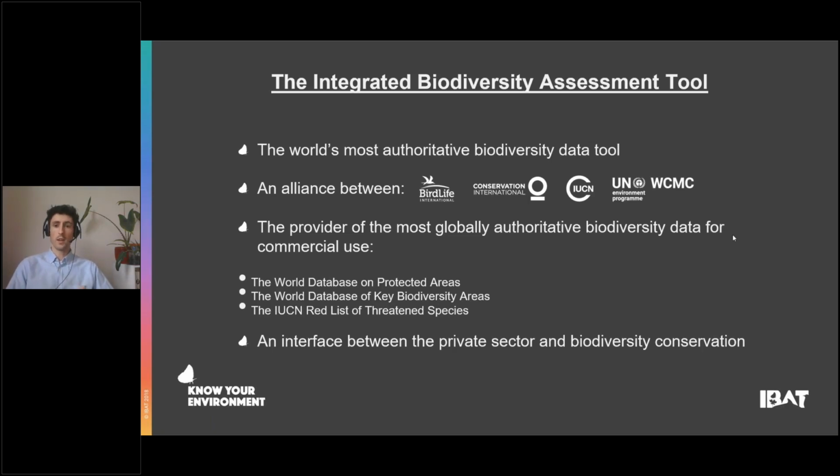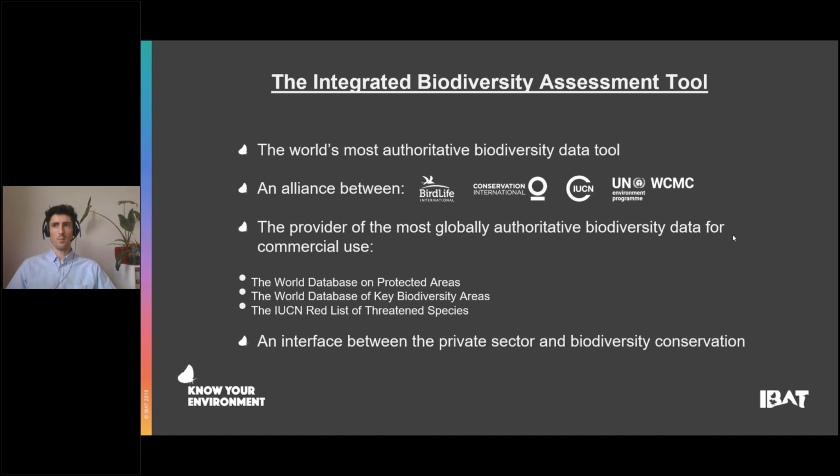And that consists of 3 core data sets, which are the World Database on Protected Areas, the World Database of Key Biodiversity Areas, and the IUCN Red List. The threatened species in particular are what we provide through IBAT. And IBAT as an alliance is a really key interface between the private sector and biodiversity conservation.